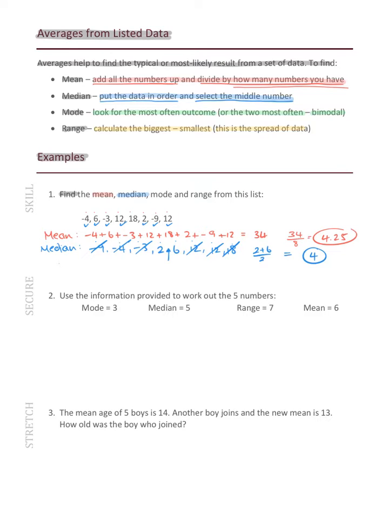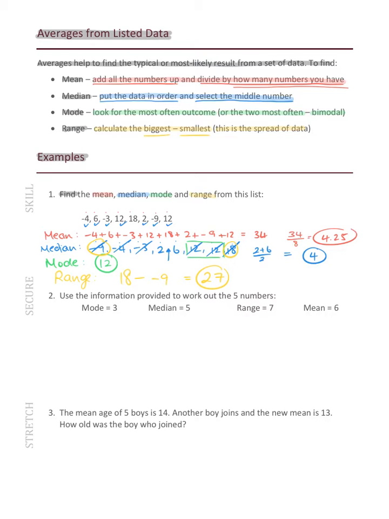Okay, next, the mode. For the mode, we are looking for the most often. It's easiest to do this when they're in order. So actually our mode is 12 there. And then finally the range. Again, the range is easiest when they're in order because the range is the biggest minus the smallest. So 18 minus -9 is 27, and that is my range.